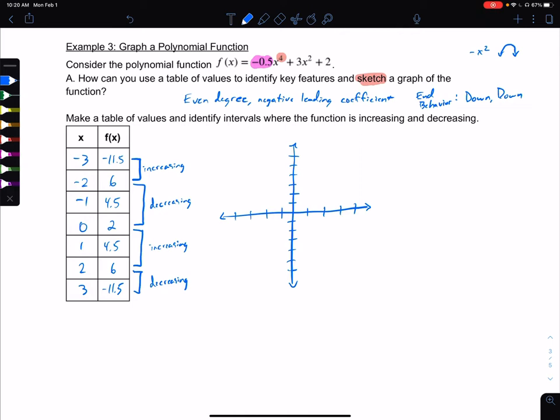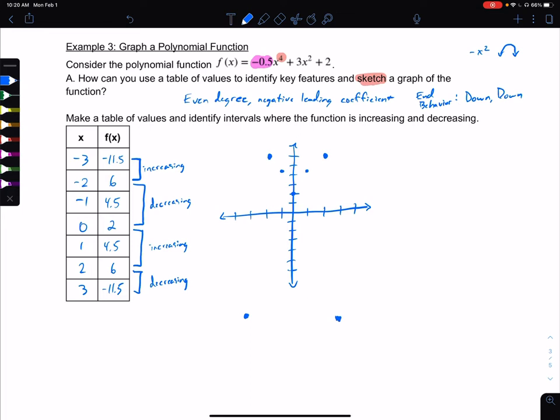So now I'm actually going to draw a quick sketch of those points. So negative 3, negative 11.5 is going to be somewhere way down here. Negative 2, 6, that'll be up here. Negative 1, 4.5, so 1, 2, 3, 4, somewhere in here. 0, 2. 1, 4.5, so that'll be a mirrored version of that. 2, 6, another mirrored version. This is not drawn very accurately. Remember, this is by hand. And then we have some point way down here.